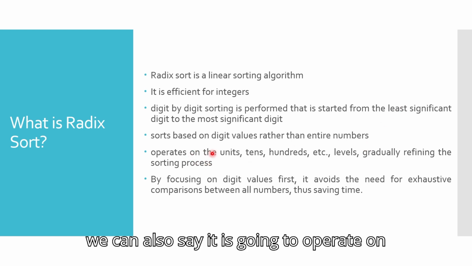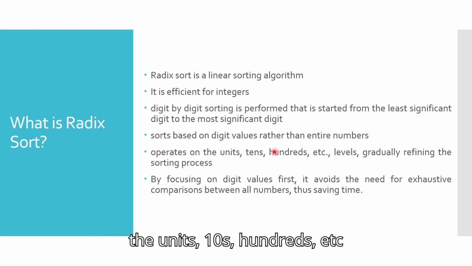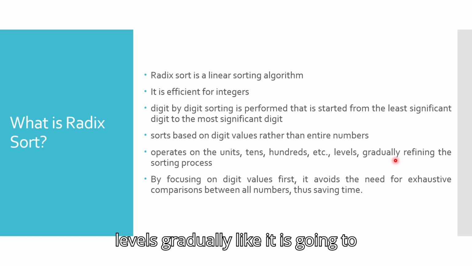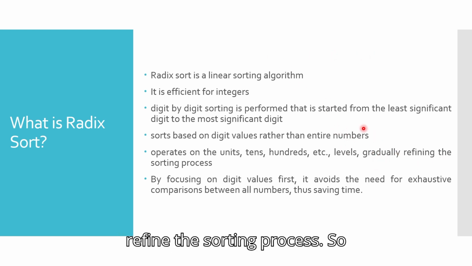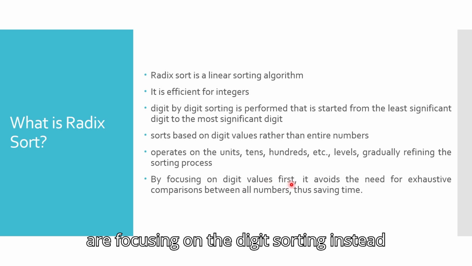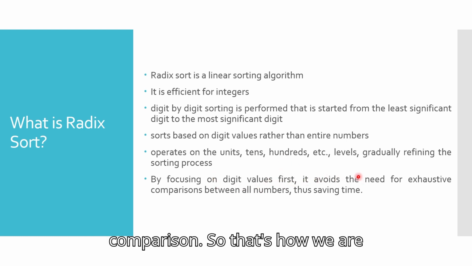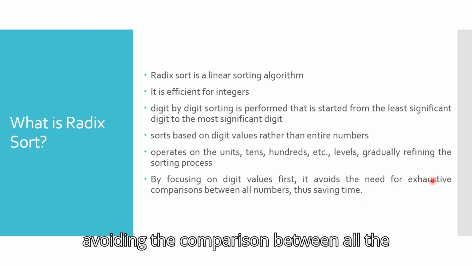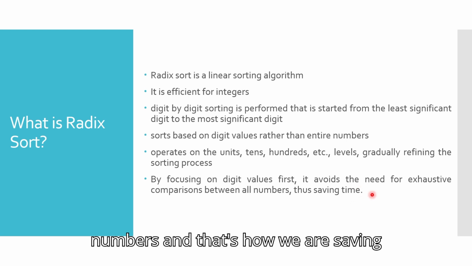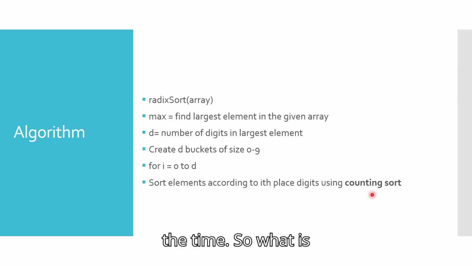We can also say it is going to operate on the units, tens, hundreds, etc. levels. Gradually, it is going to refine the sorting process. So we are focusing on digit sorting instead of entire number comparison. That's how we are avoiding the comparison between all the numbers, and that's how we are saving time.